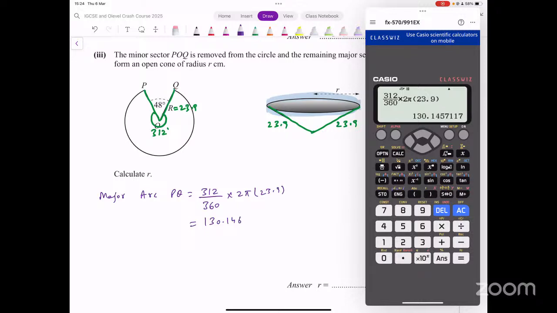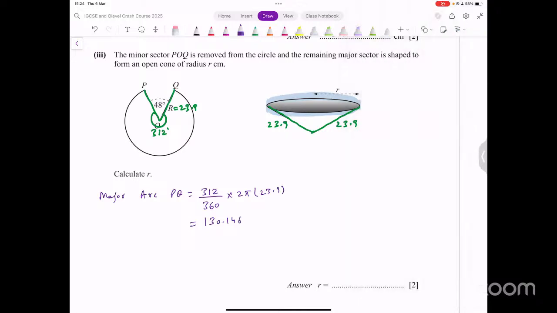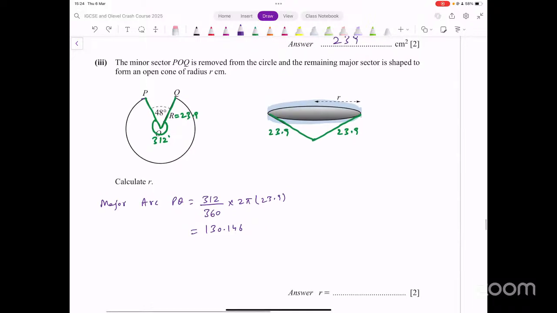And that's giving me 130.146. This is not the final answer yet, that's why I'm using more decimal places here. So we have 130.146. That's the length of this major arc. Now, what happens when this major arc becomes a cone? When the sector becomes a cone like this, the arc is going to be the circumference of the circular part of the cone.